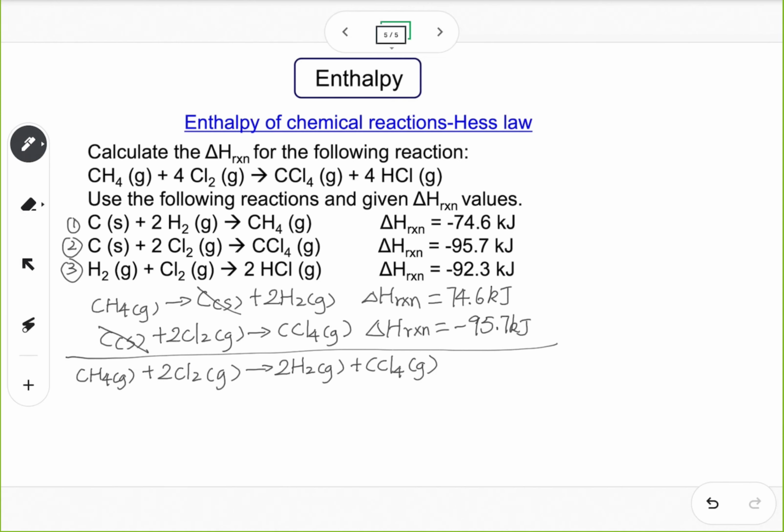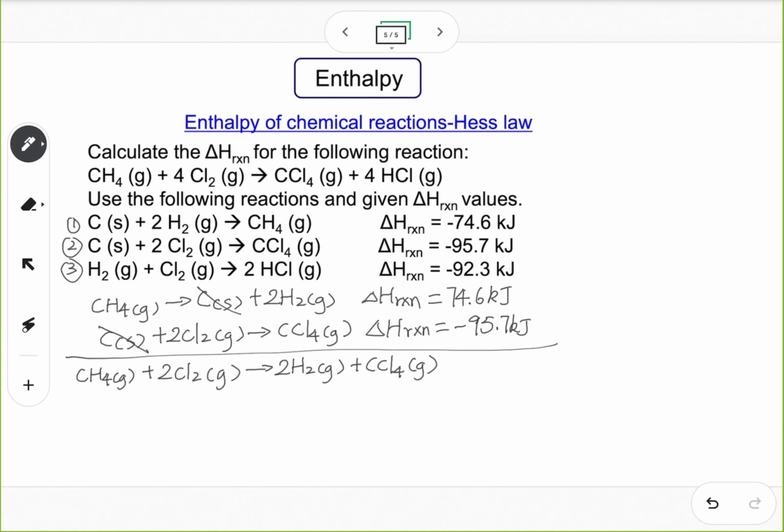Remember, when you add the two subreactions together, the products will still stay on the product side. The reactants will stay on the reactant side, and products will stay on the product side. You cannot flip anything here. Now, according to Hess's law, when you add two subreactions together to generate a new reaction, then the energy associated with this reaction should be the sum of these two.